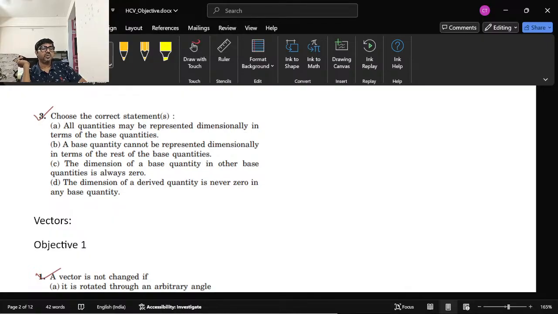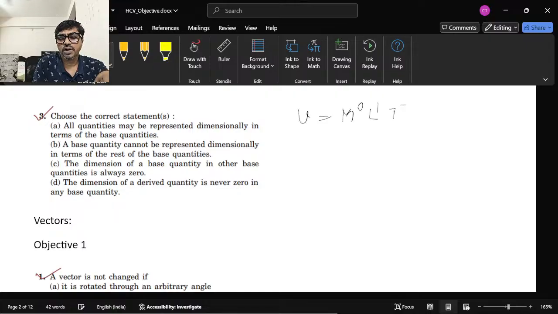So that's true. The dimensions of a base quantity in other base quantities is always zero. In terms of other quantities, you can't write it, so it has no dimensions there. Next: the dimension of a derived quantity is never zero in any base quantity. No, that is wrong. For example, take velocity. Velocity is a derived quantity. What is its dimension in terms of mass? 0. L power 1, T power minus 1.